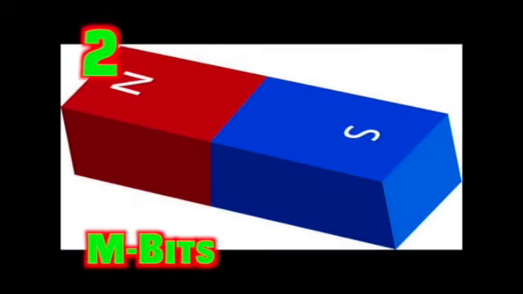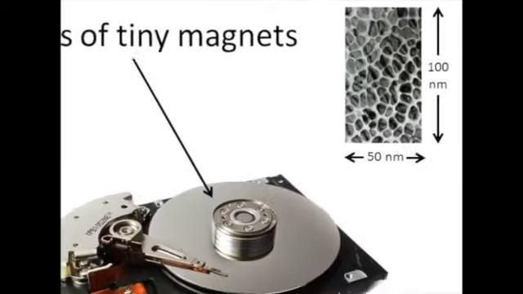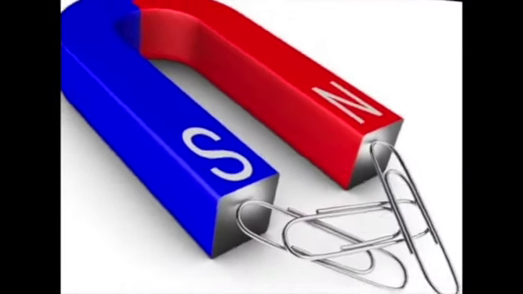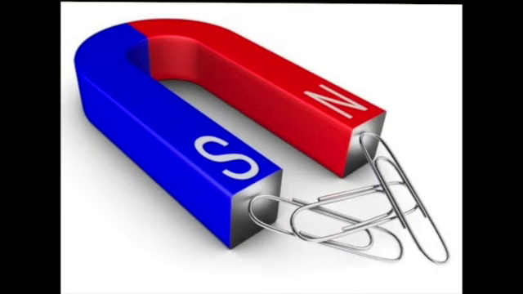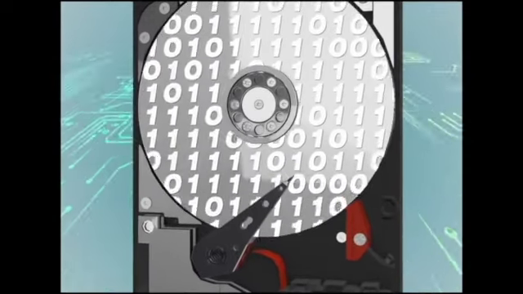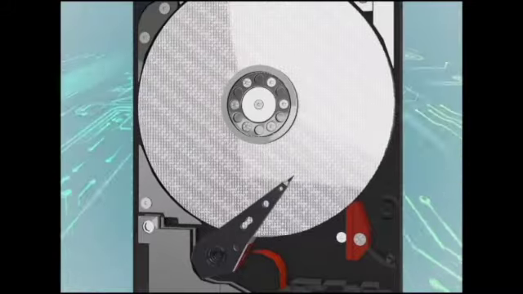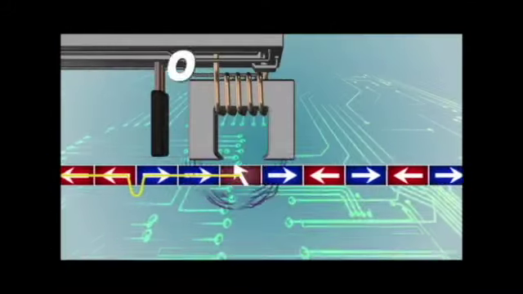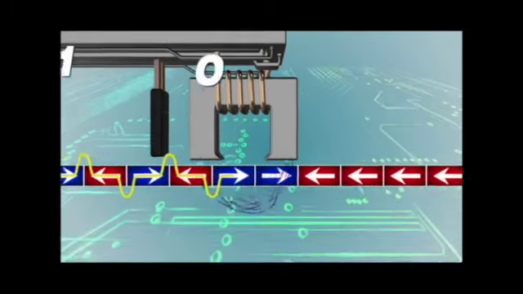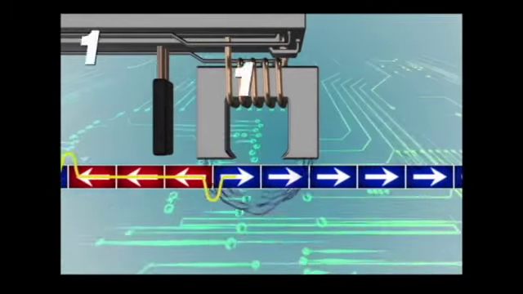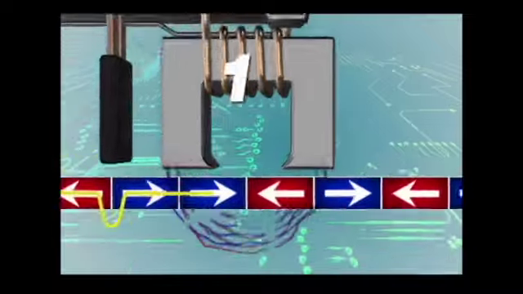2. M-bits. Next, we need very tiny magnets. Each magnet has 2 sides, north and south. In these drives, E-bits change into magnet or M-bits. The write head burps very tiny magnets that store on the disk. Each north magnet is a 1 or on.